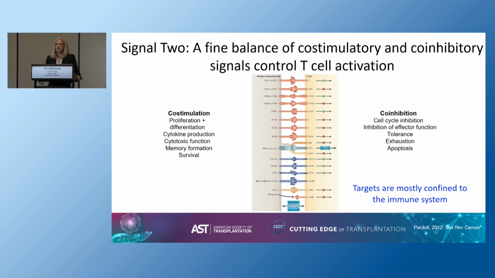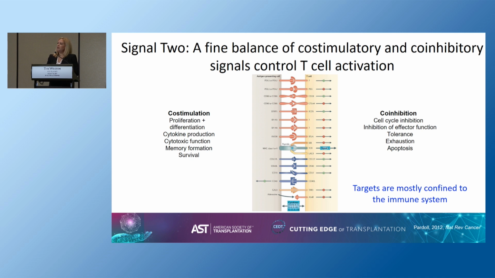Co-stimulatory signals, of course, serve to augment the proliferation, differentiation, cytokine production, cytotoxic function, memory T cell formation, and memory T cell survival. And these are counterbalanced by co-inhibitory signals, which, if engaged, lead to cell cycle inhibition, the inhibition of effector function, tolerance, exhaustion, and apoptosis.